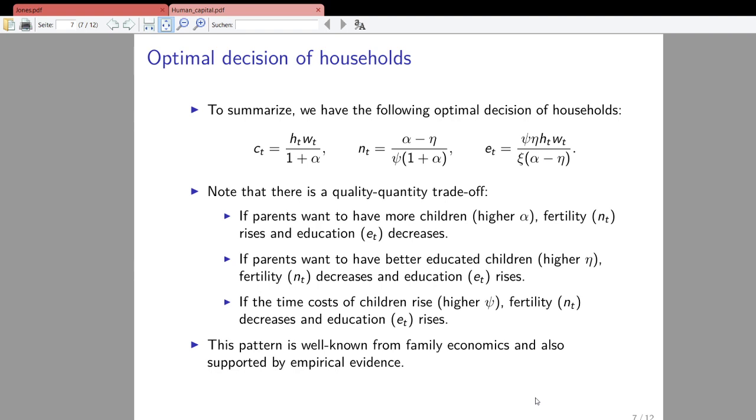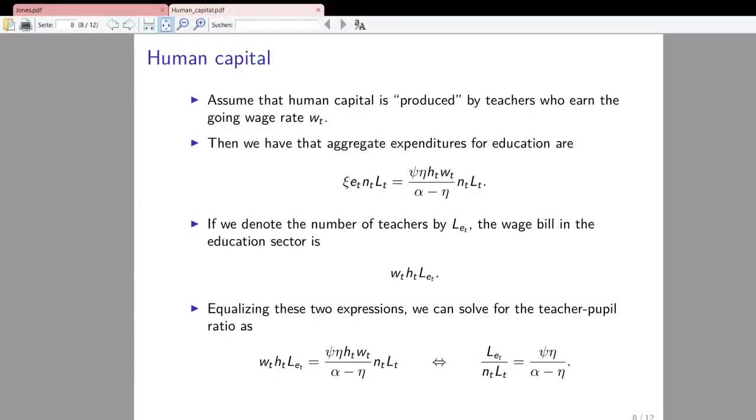And this quality-quantity trade-off is also supported by empirical evidence within different families usually, but also across countries and different states when the interrelations between education and fertility are estimated. And this inverse relation between education and fertility is also well known from the family economics literature. So it's firmly grounded in theory, and it's also supported by empirical evidence. In the next step, we use the result from the household optimization problem to solve the model for the macroeconomic equilibrium.